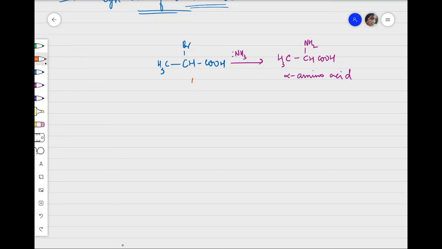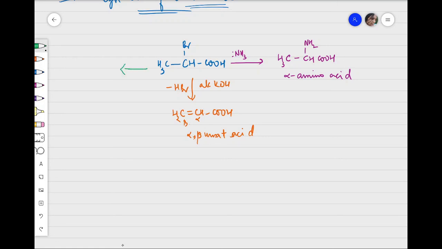Then you can treat it with alcoholic KOH, and what will happen is HBr will be released, and you will get an alpha beta unsaturated acid. Alpha beta position la unsaturation vannu. This is an alpha beta unsaturated acid.